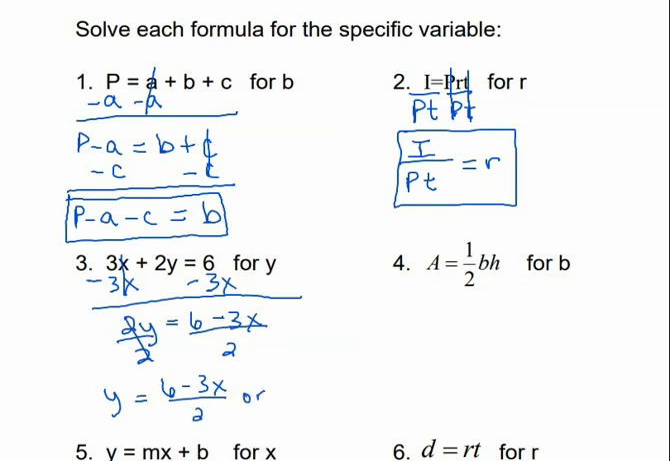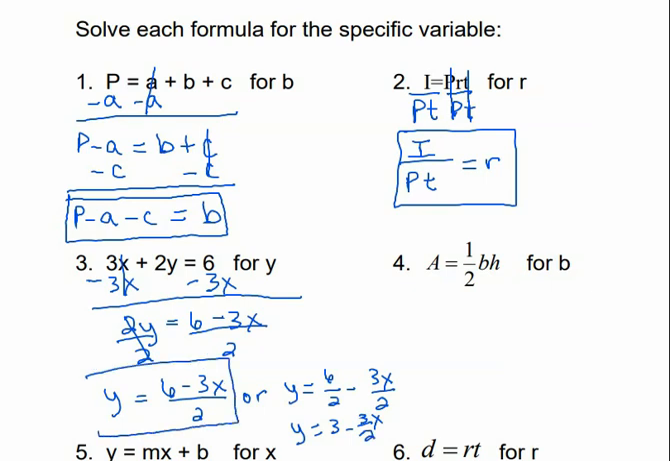If you wanted to simplify this more, you could, but you can't just divide the 6 by the 2. You'd have to divide both of them by 2. So you could write it out as y is equal to 6 over 2 minus 3x over 2, and then that would reduce to 3 minus 3x over 2. But I would just stop here. As long as you have whatever they want you to get by itself, then you can stop.